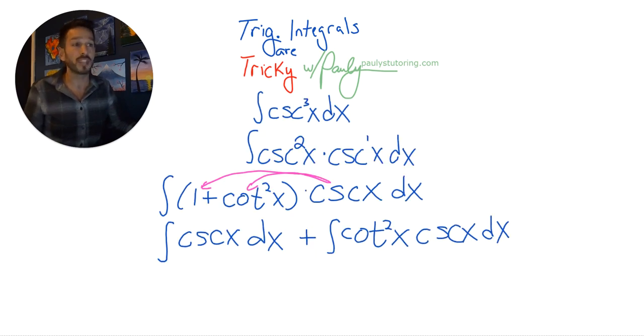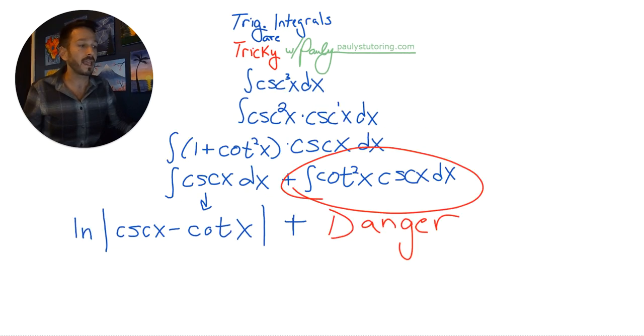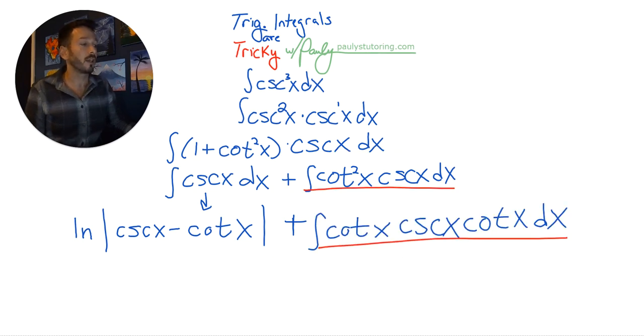So you'll get two separate integrals, the integral of cosecant plus the integral of cotangent squared cosecant dx. At this point, the integral of cosecant is done. There's 4 different choices you have for them. I choose the ln of cosecant minus cotangent, whatever. Now we have another problem, and that is the integral of cotangent squared cosecant. Well, you can split this up into cotangent times cosecant times cotangent.